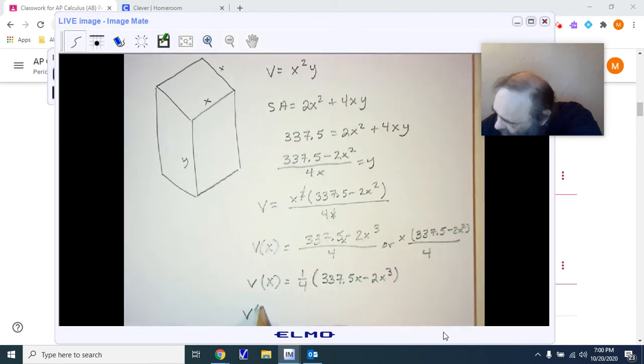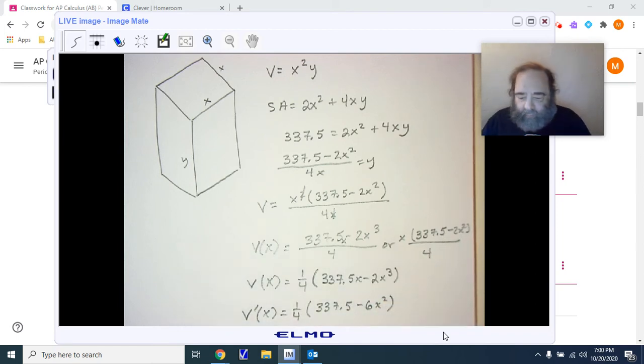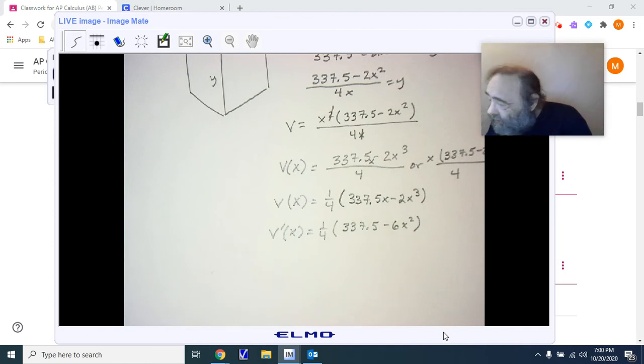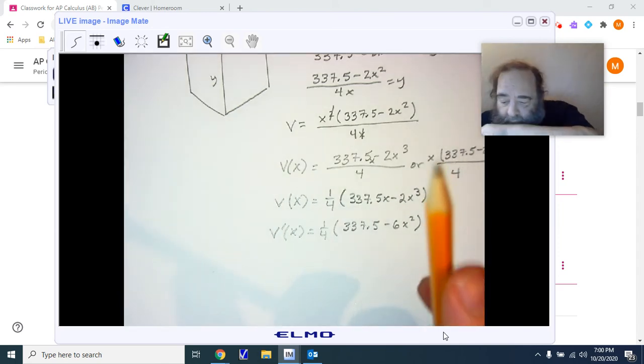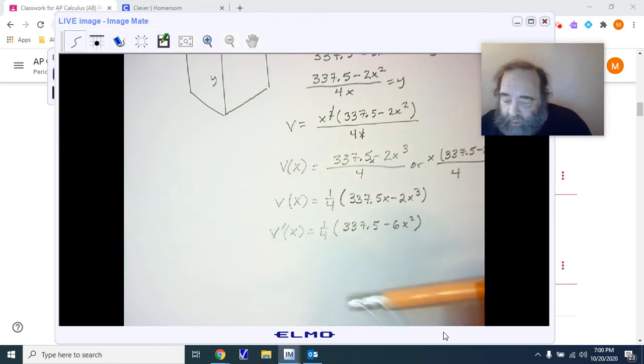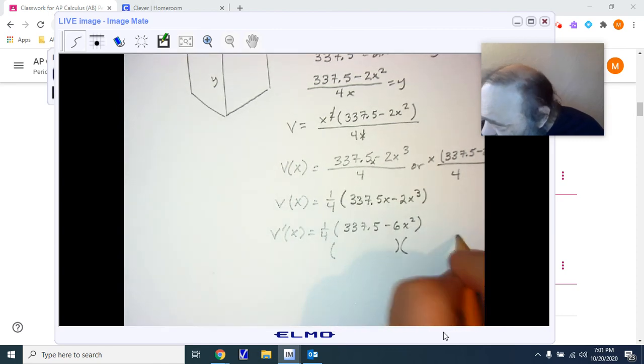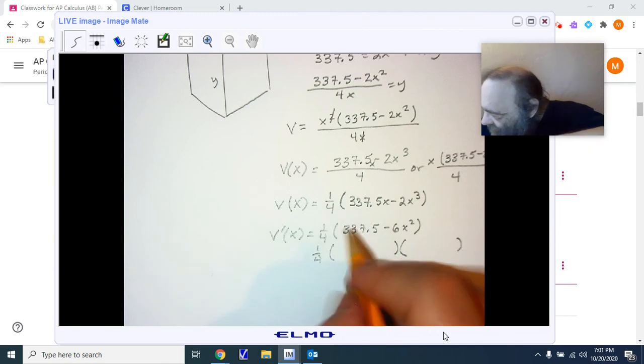And when I take my derivative in terms of x, I get 1/4, and this is just 337.5 minus 6x squared. And now I can factor it, just like I did with the other word problem. I can also solve it. And I got lots of choices here. That should have been, yeah, no, we're doing good. So I'm going to just kind of factor it. Make sure I follow my plan. Don't get lost, Mr. Lamb.